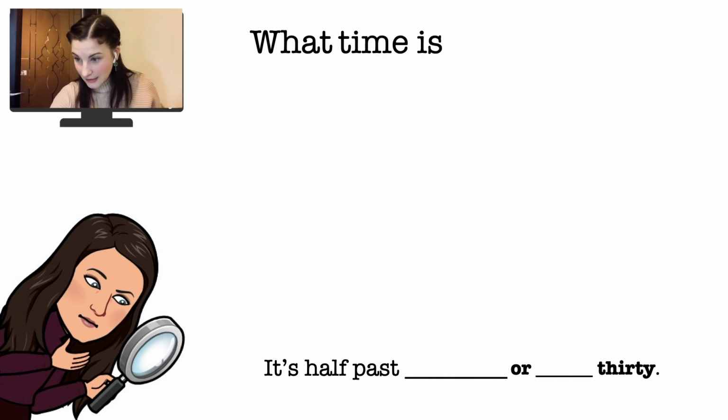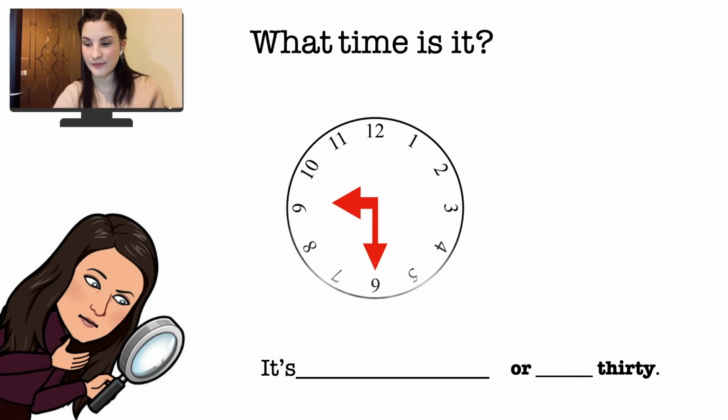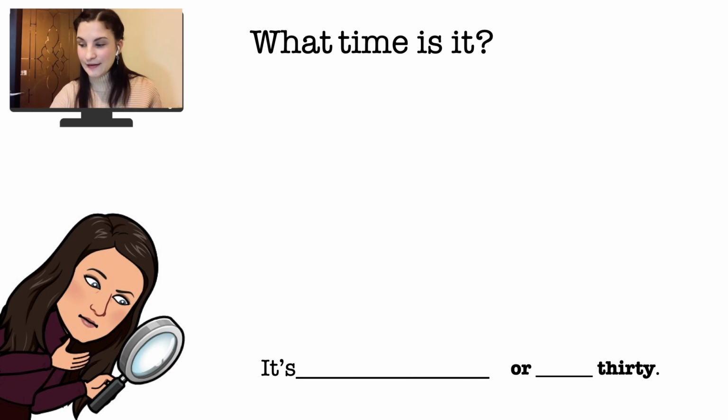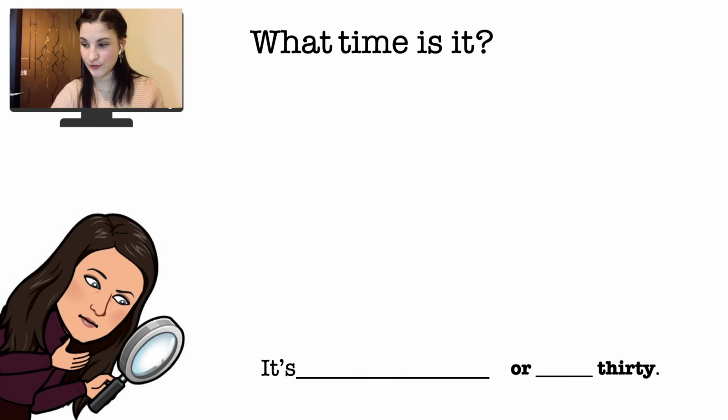What time is it? Look, our hand is pointing at 3. Our minute hand is pointing at 6, at 30. So it's 3:30, половина после 3, or 3:30. Very nice. Next one. It's 9:30, or 9:30. Good. The next one. It's 1:30, or 1:30. Good.